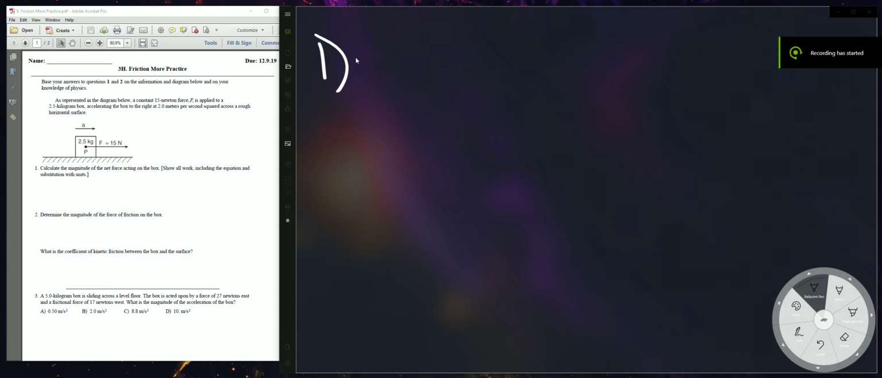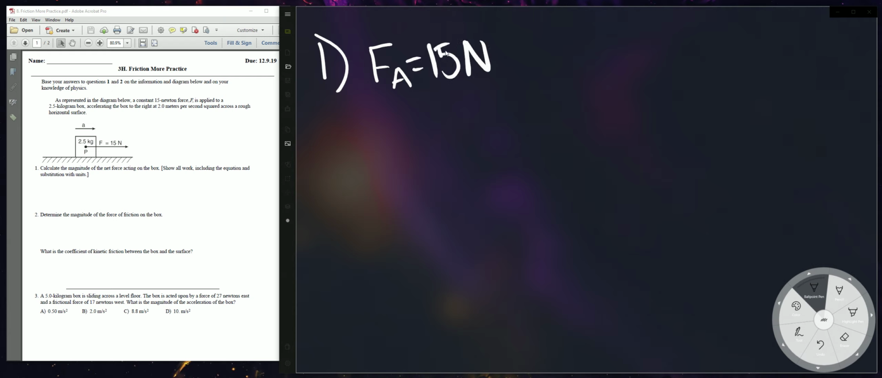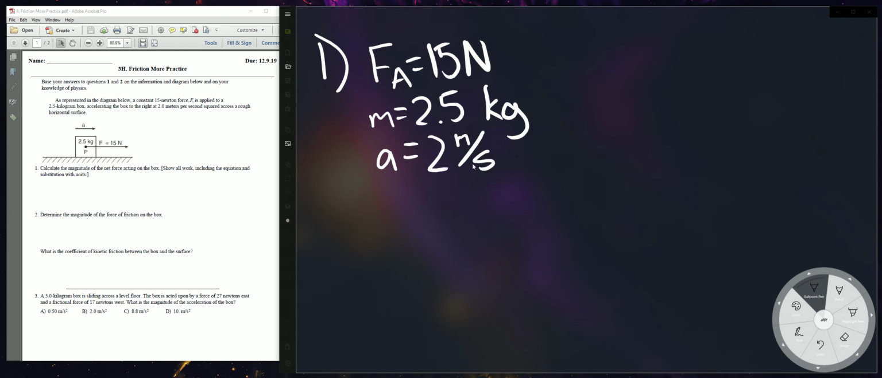Alright, friction, more practice. So let's read the problem. As represented in the diagram below, a constant 15 newton force, so you have an applied force of 15 newtons, Fa, is applied. And the mass is 2.5 kg, accelerating the box to the right at 2 meters per second squared.